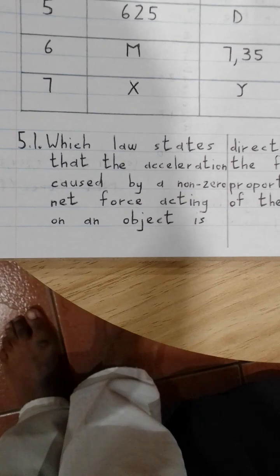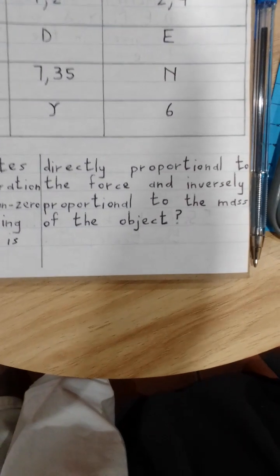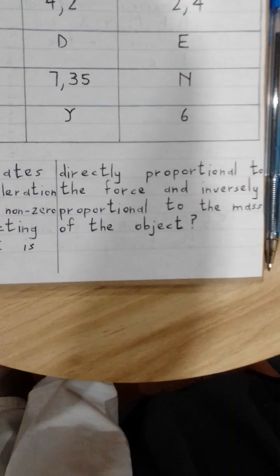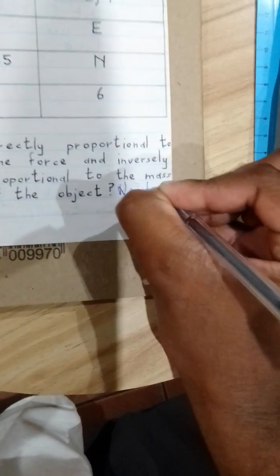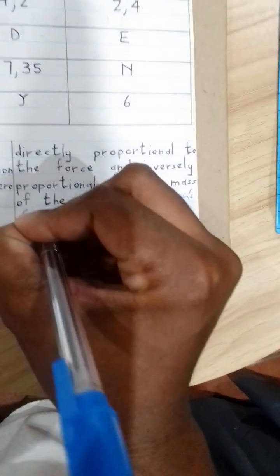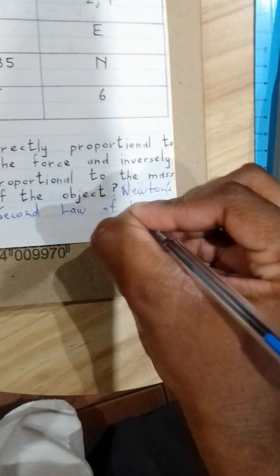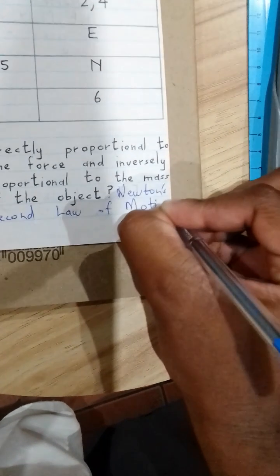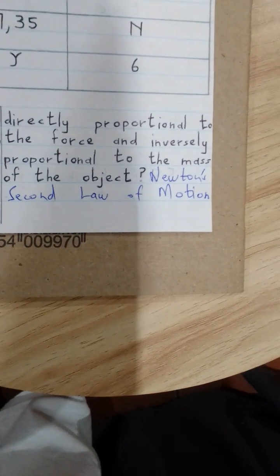So 5.1 asks, which law states that the acceleration caused by a non-zero net force acting on an object is directly proportional to the force and inversely proportional to the mass of the object? Remember, this is Newton's second law of motion. Okay, hope that is clear, and I hope that makes sense.